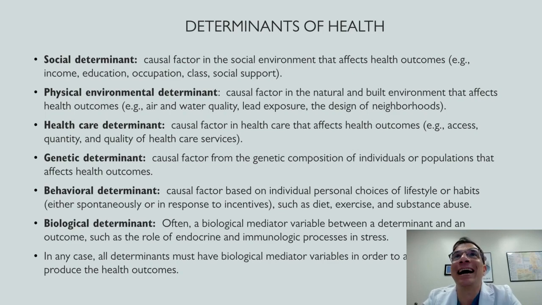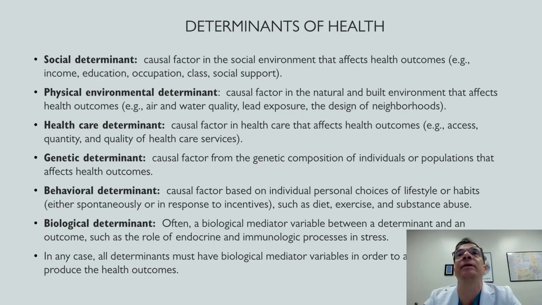For example, there are geographic factors. Social determinants of health are causal factors in the environment in which people are born, grow, and develop, like income, education, occupation, social class, and social support. There are also factors in the physical environment: the water quality, whether they are exposed to different toxicants such as lead, and the design of the neighborhood, whether their neighborhood is safe or not.